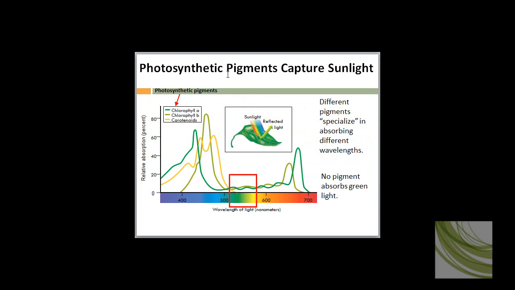Now, how does this work? Okay, so all the wavelengths of light hit a plant, hit a leaf. And everything but the greens and yellows is absorbed. The greens and yellows are reflected back. That's why plants look green. Okay? So no pigment absorbs the green light in the plant.